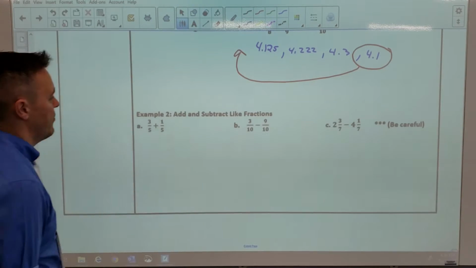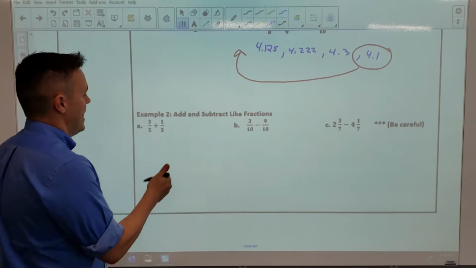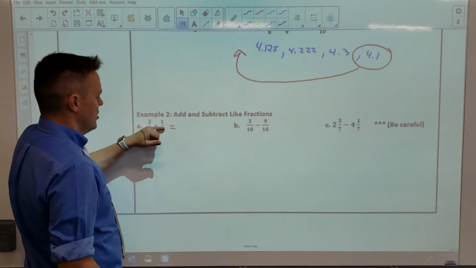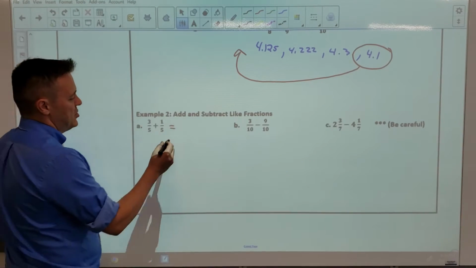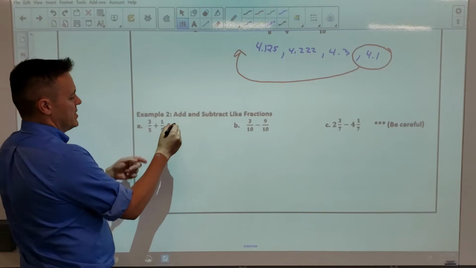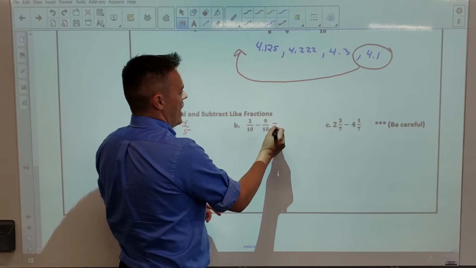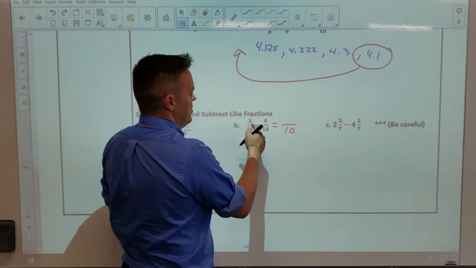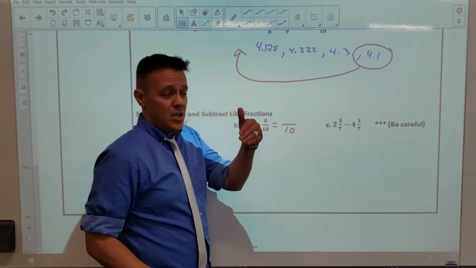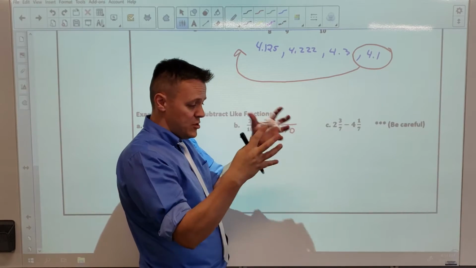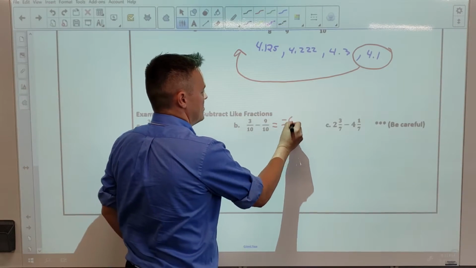Now you're going to talk about adding these up, okay? Adding and subtracting like fractions. You guys should remember this from elementary school. As long as the denominator is the same, you can add the numerators together. So it'd be 3 plus 1, which is 4/5. This one here, you're subtracting, so we know it's over 10, but it's 3 minus 9.